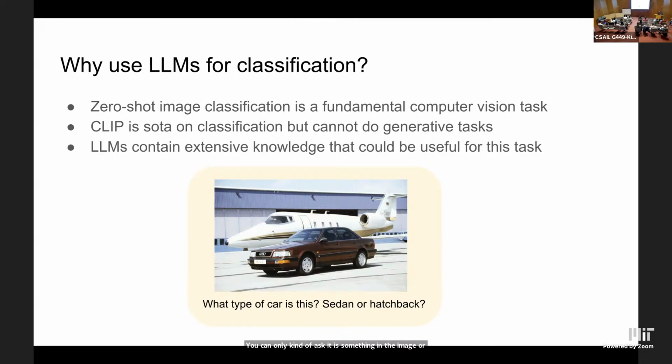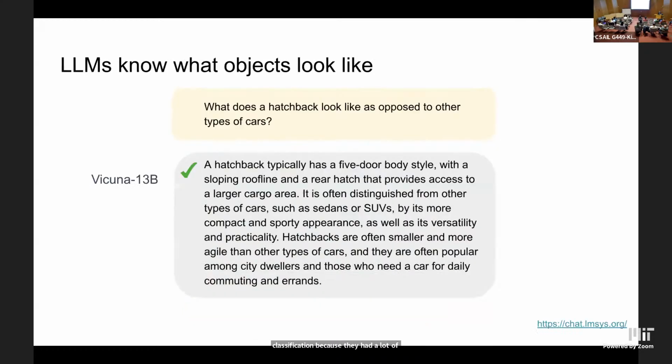And also, we thought maybe LLMs could help us with classification, because they have a lot of knowledge embedded in them that could be useful. For example, LLMs actually know what objects look like. So just the text-based LLM, right? If you ask just the language part of that LLM, not the MLLM, it can actually describe what a hatchback looks like, how it's different from a sedan. So there's a lot of language knowledge embedded that could potentially improve classification performance.